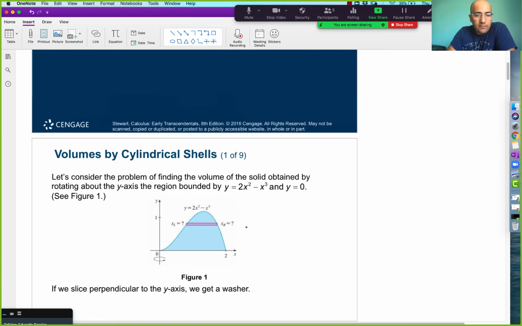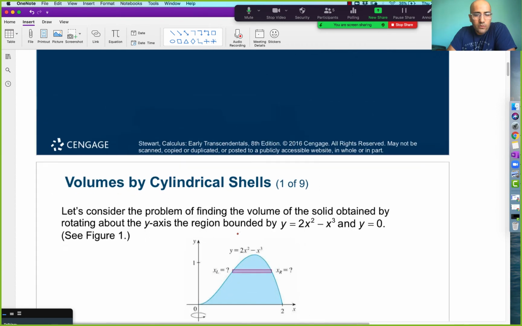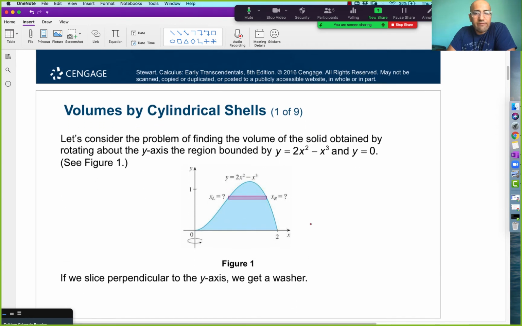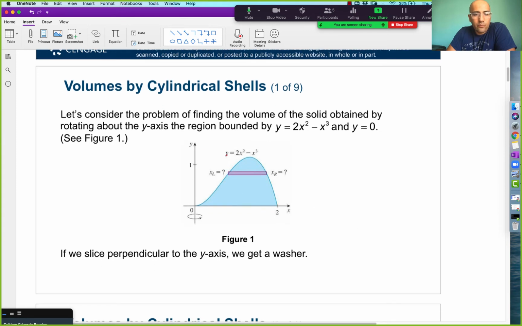Let me zoom in here. Let's consider the problem of finding the volume of this solid obtained by rotating this function about the y-axis. So we rotate it this way. Can you kind of visualize what that would look like? If we rotate it about the y-axis, to me this would look like a mold to a bundt cake. Well, actually, the bundt cake itself is probably what it would look like to me.